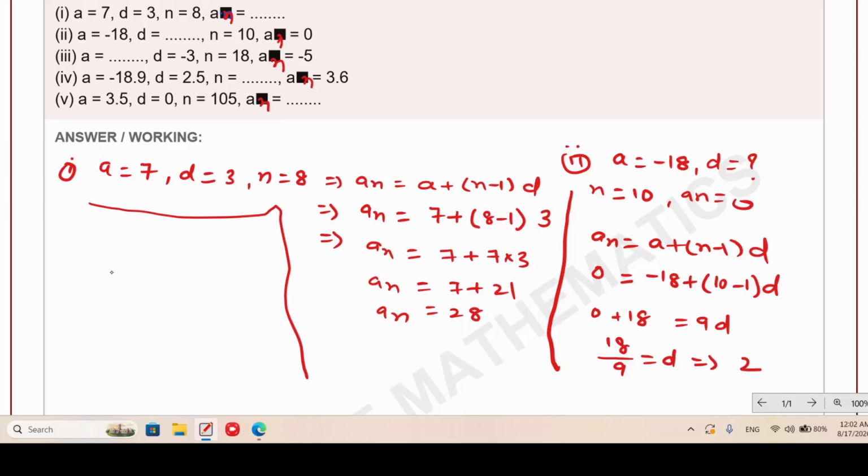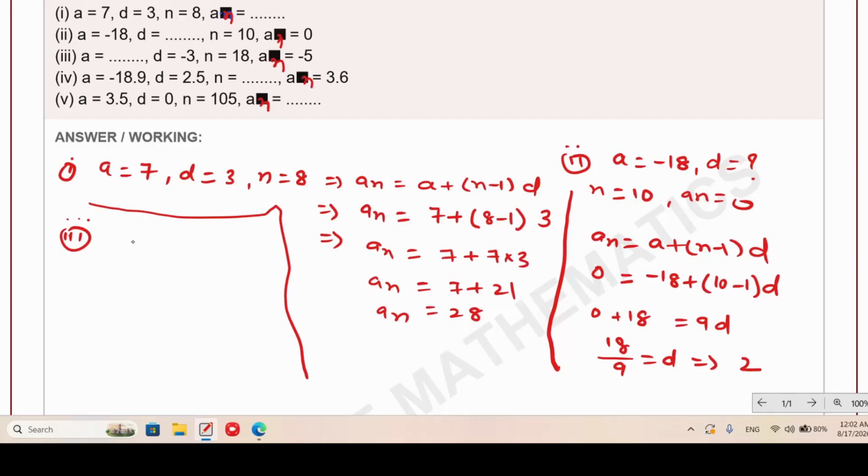So let's do the third, in which we need to find A. This exercise is very easy and also very important from the exam point of view. AP is very easy. So let's start question number 3.